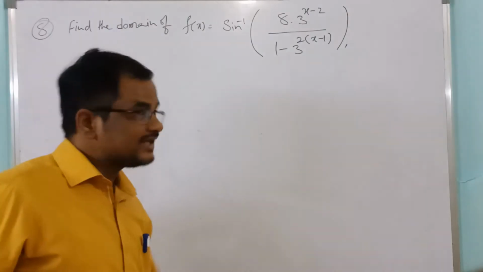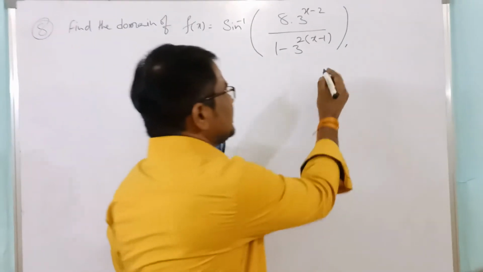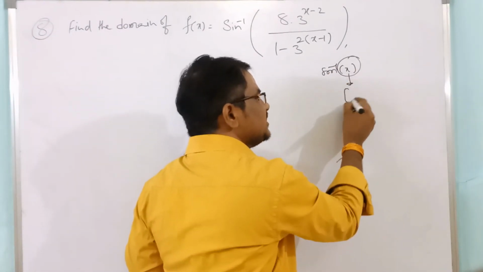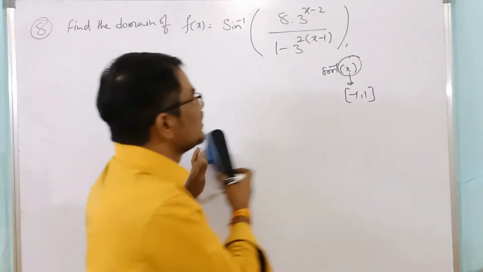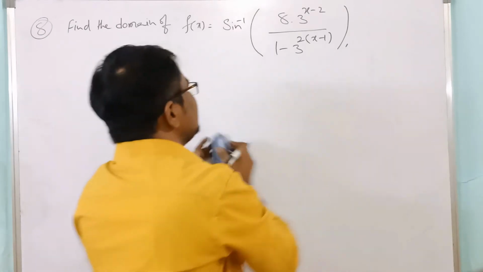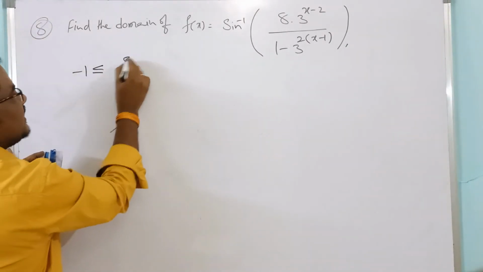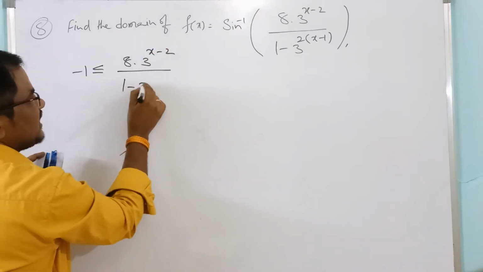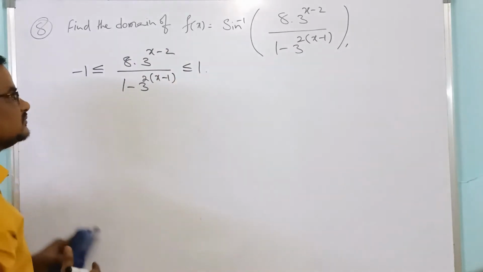See the 8th problem. So here our function is sin inverse x. Here x should belong to minus 1 to plus 1, right? Now for that, this can be written as minus 1 less than or equal to 8 into 3 power x minus 2 divided by 1 minus 3 power 2 into x minus 1, less than or equal to 1.